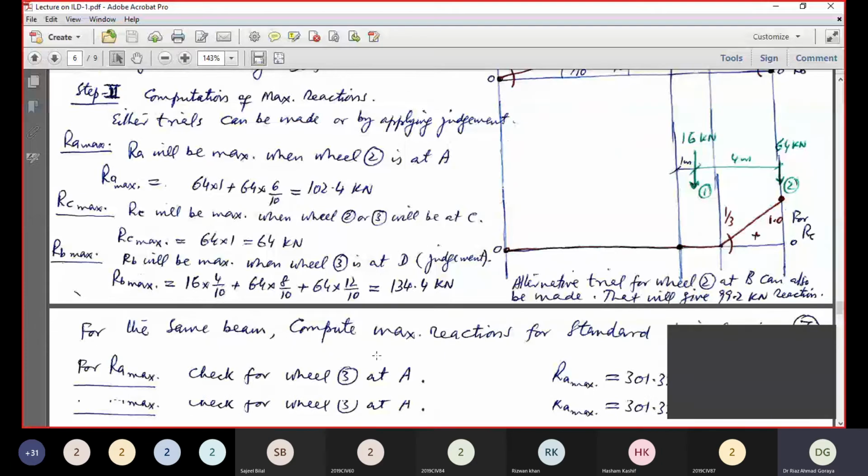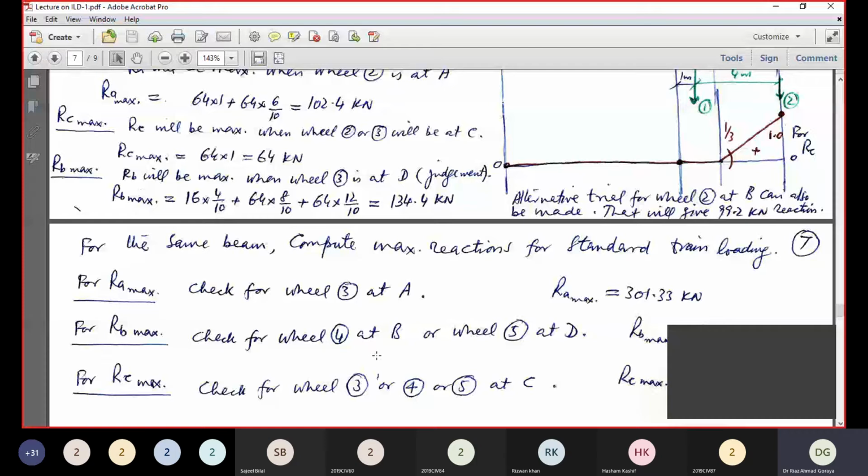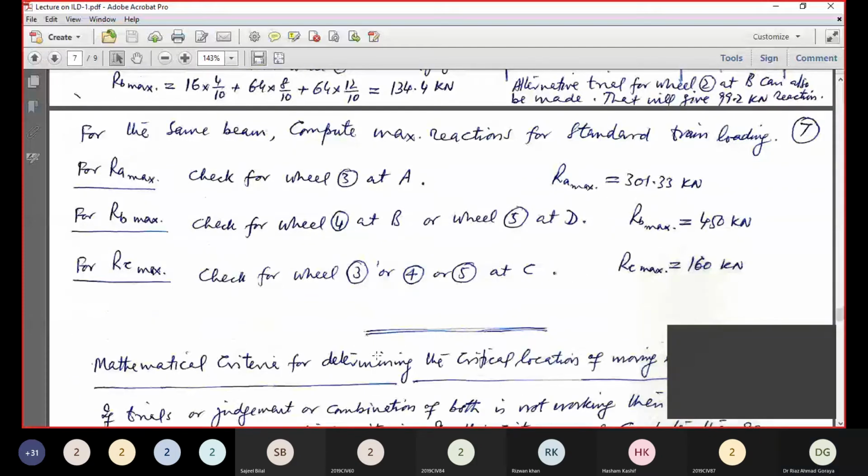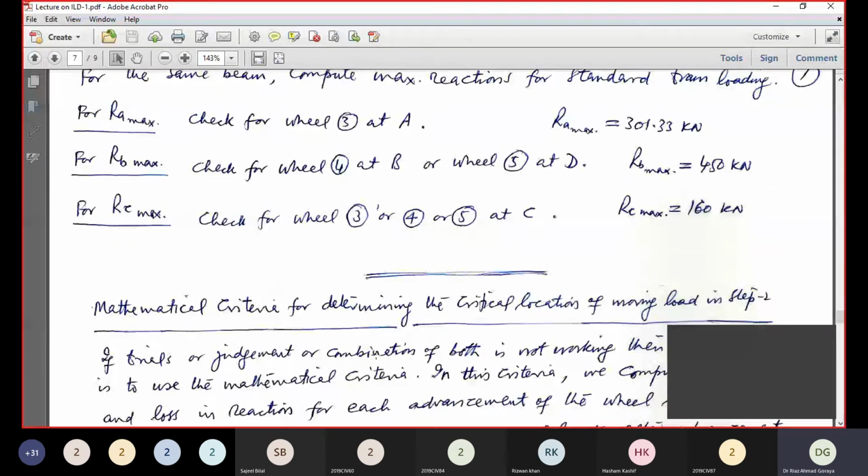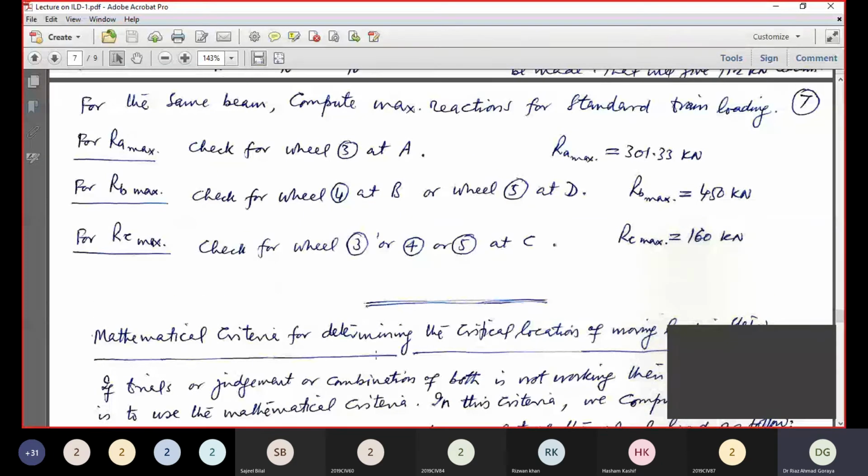Now, for the same beam, compute maximum reaction for standard train loading. अब ये जरा आपने खुद काम करना है, ठीक है? I have given the answers and the guideline. Check for wheel 3 at A. RA max will be 301.33. For RB max, check for wheel 4 at B or wheel 5 at D. RB max will be 450 kilonewton. For RC max, check for wheel 3 or 4 or 5 at C. RC max will be 160 kilonewton.